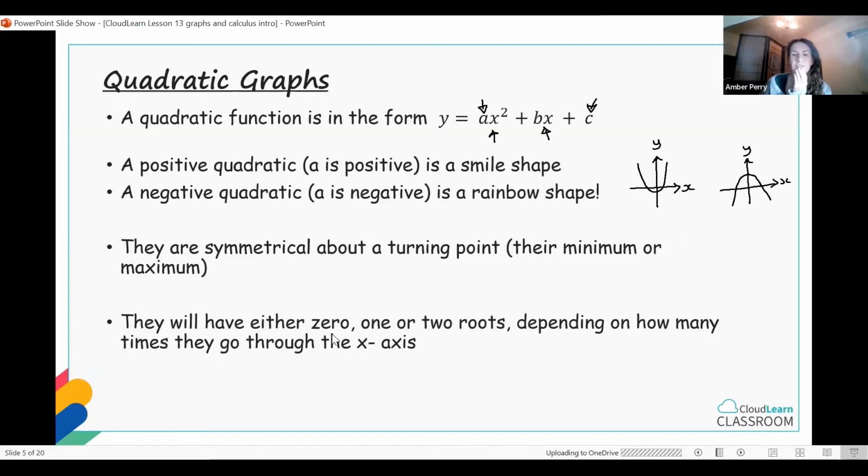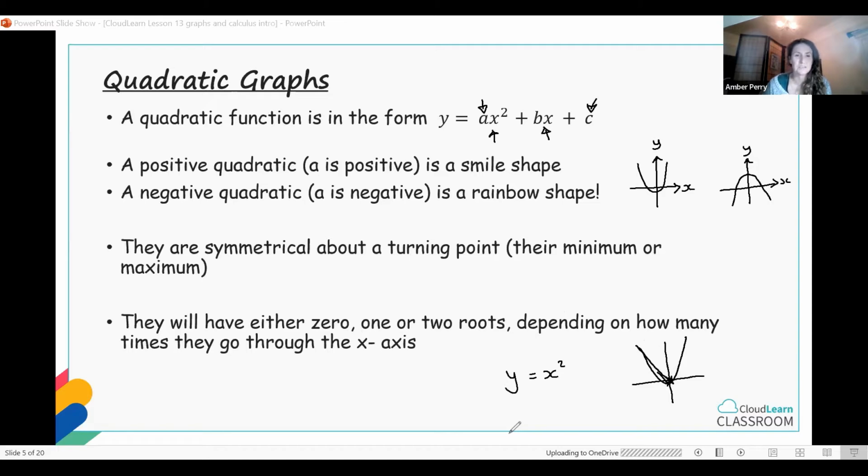And also they will have either 0, 1 or 2 roots, and that depends on how many times they go through the x-axis. So roots are just where the answer is if y equals 0, okay? So let's imagine I'm just looking at y equals x squared, which we looked at on Desmos a minute ago, and it's just literally this graph here, if you pretend that's nice and symmetrical and goes through the origin there. Okay, that's got one single root. It goes through the origin at 0, 0. I'm not doing a very good job of showing you.